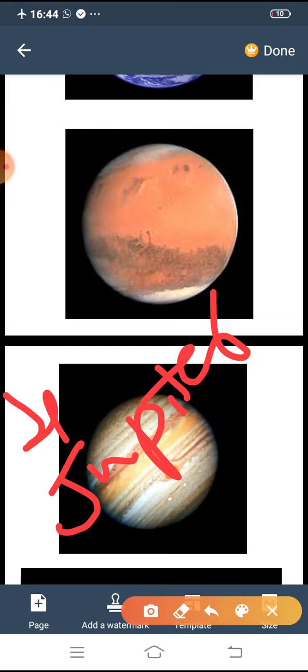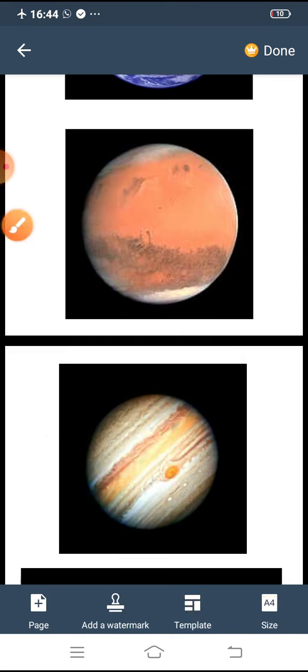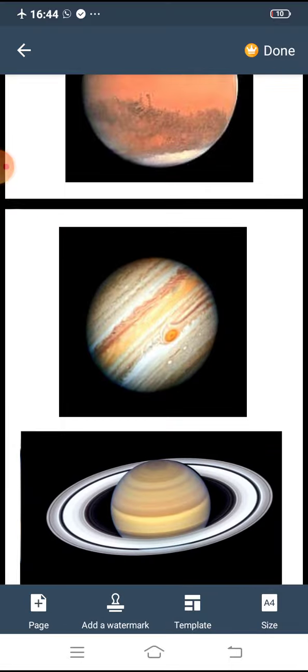Jupiter is at an average distance of 778.3 million kilometers from the Sun and revolves around it in 4,332.62 days, around 12 years. The Jovian moons number at least 16. Then we will go to the next planet, that is Saturn.